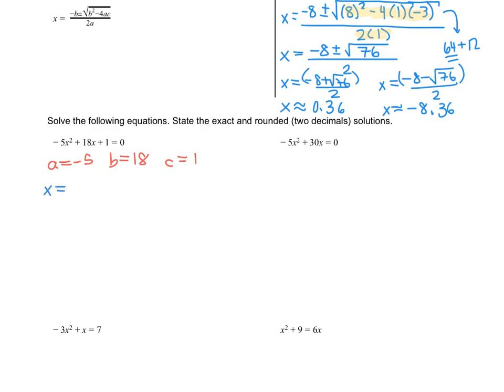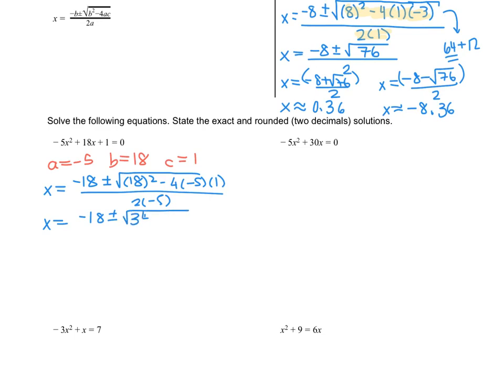So when you plug it in, we should have negative 18 for negative b, plus or minus the square root of 18 squared minus 4 times negative 5 times 1, all over 2 times negative 5. When you simplify it, hopefully under the square root you have 344, from 324 plus the 20, and then that's going to be all over negative 10.